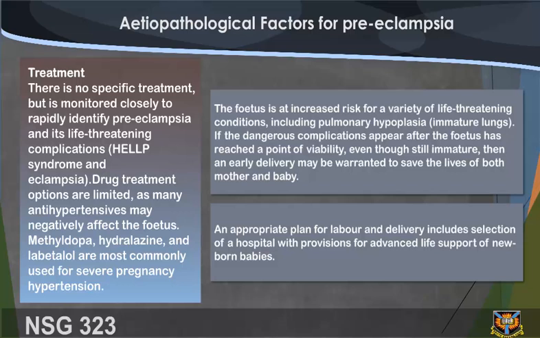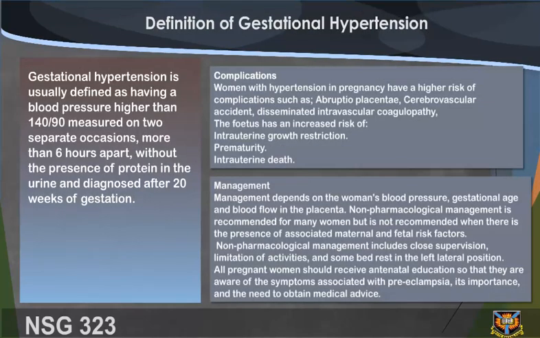The fetus is at increased risk for a variety of life-threatening conditions, including pulmonary hypoplasia, immature lungs. If the dangerous complications appear after the fetus has reached a point of viability, even though still immature, then an early delivery may be warranted to save the lives of both mother and baby. An appropriate plan for labor and delivery includes selection of a hospital with provisions for advanced life support of newborn babies.